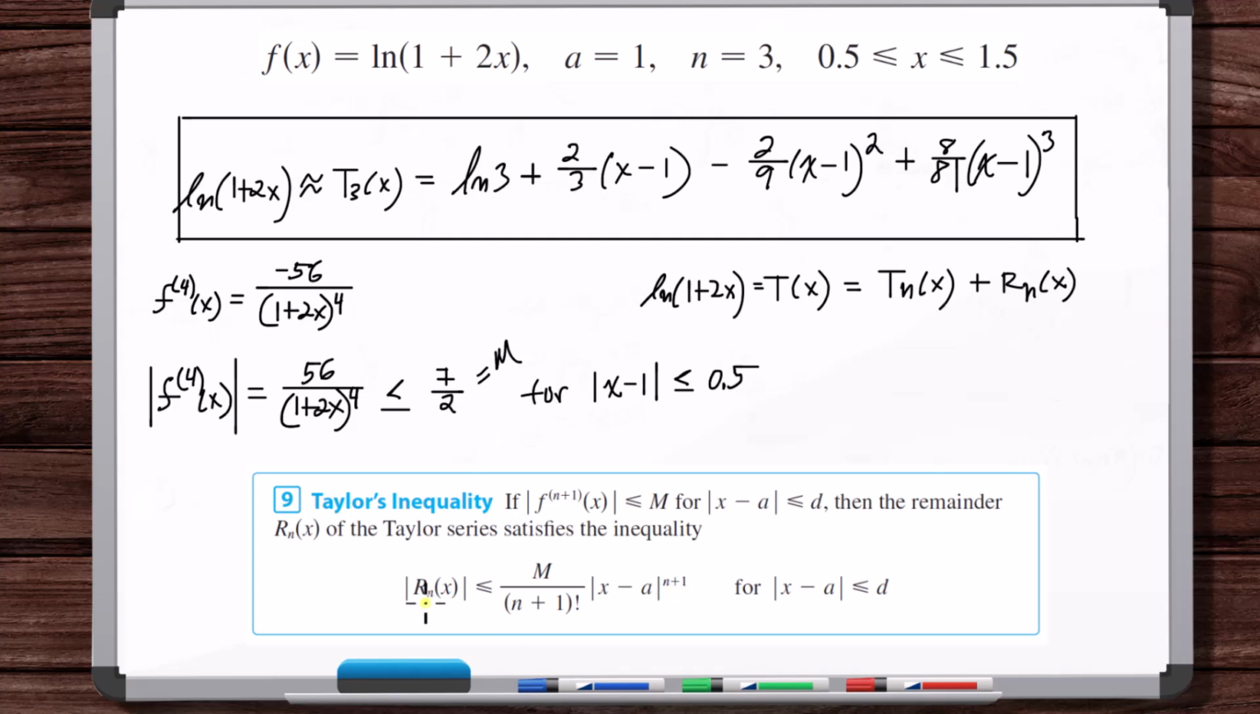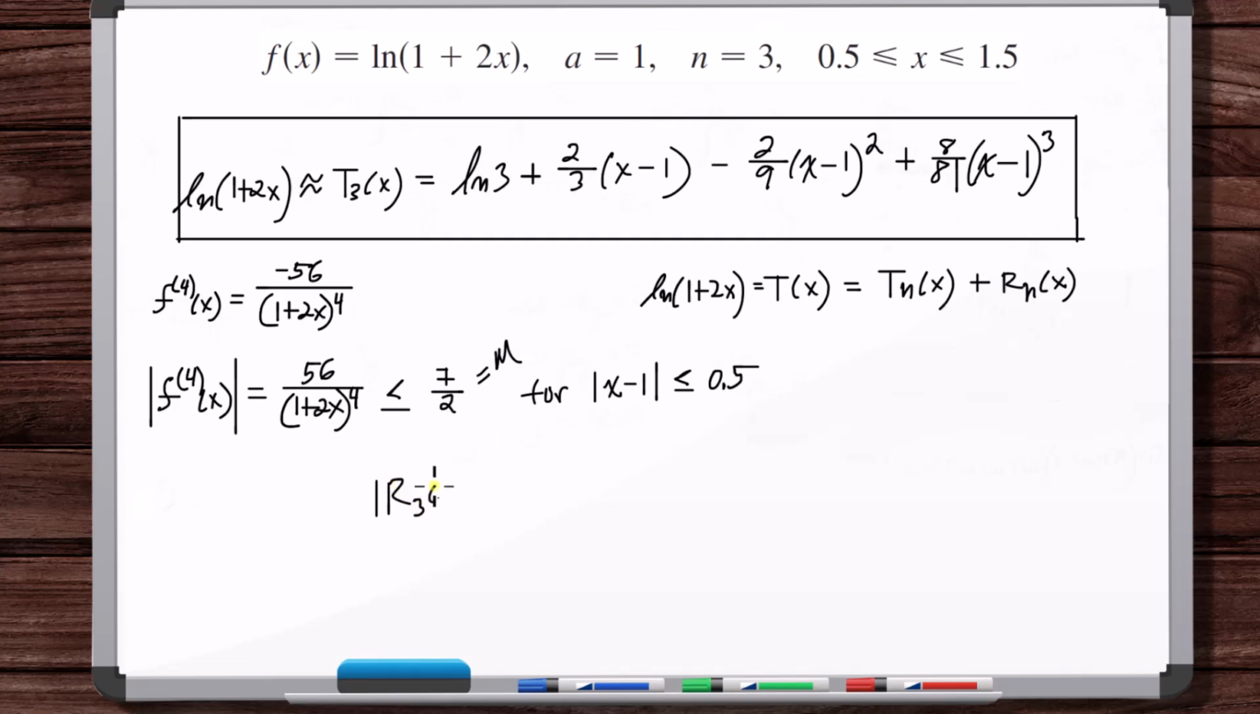Now we can just write out the inequality. Let's write this out, but we're going to do this with n equal to 3. So the absolute value of R sub 3 of x is less than or equal to, it was n plus 1 factorial, and then in the numerator was capital M, times the absolute value of x minus the center point to the n plus 1 power. Okay, so this is 4 factorial, which is 24. So let's see, 7 halves times 1 over 24. That's 7 over 48.